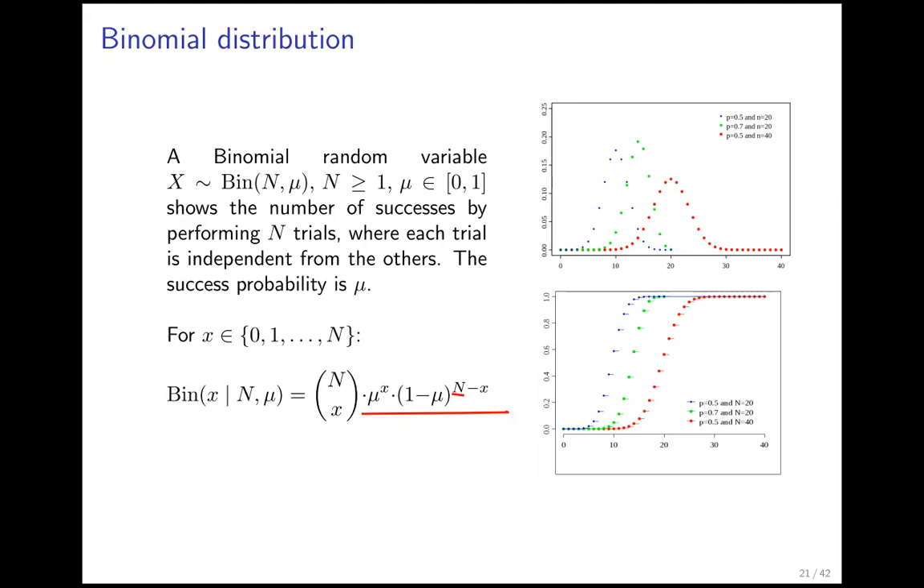And on the right hand side there are two pictures. The first picture shows some PMFs for different values of the parameters. So it has this kind of bell shape. And the second picture shows the corresponding CDFs. So all red points in the CDF correspond to red points in the PMF in the first picture.